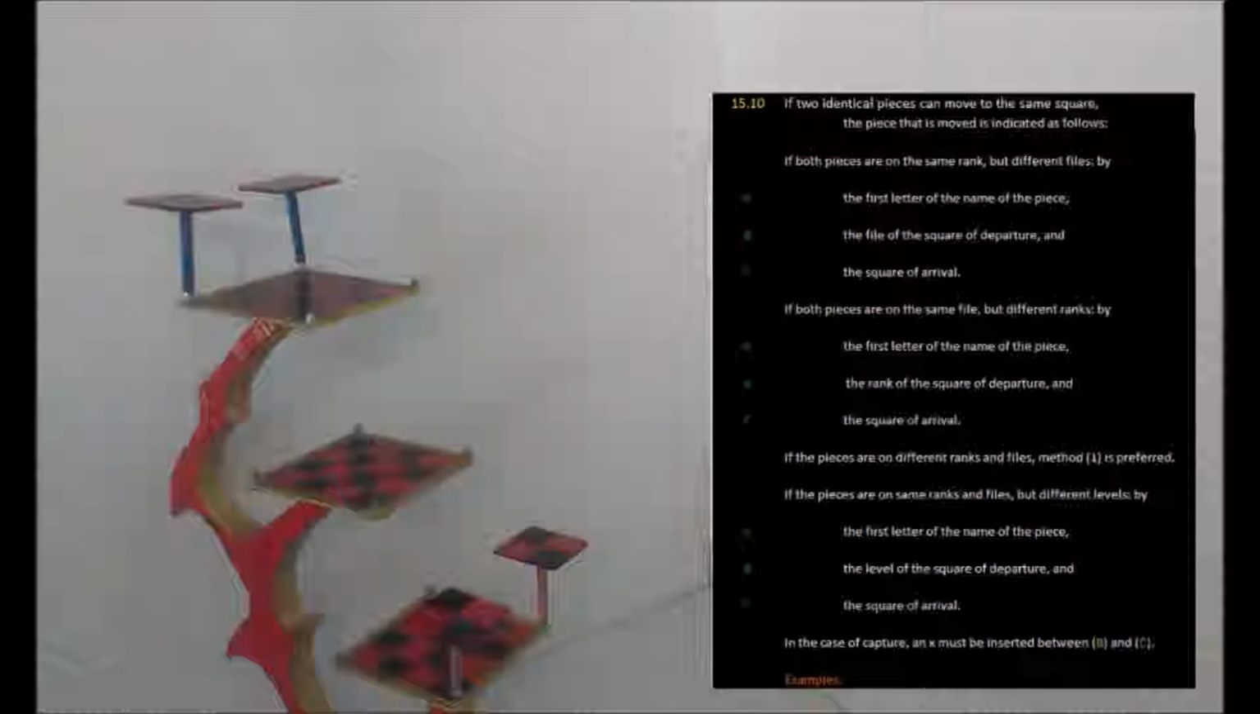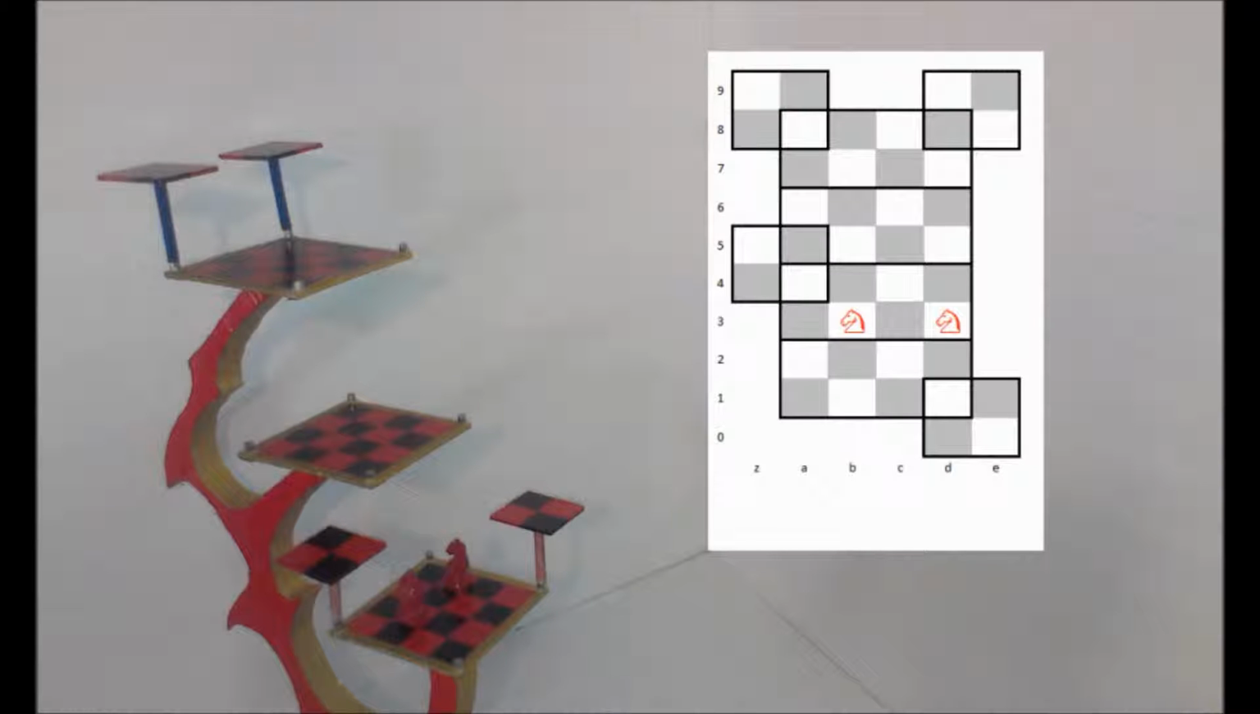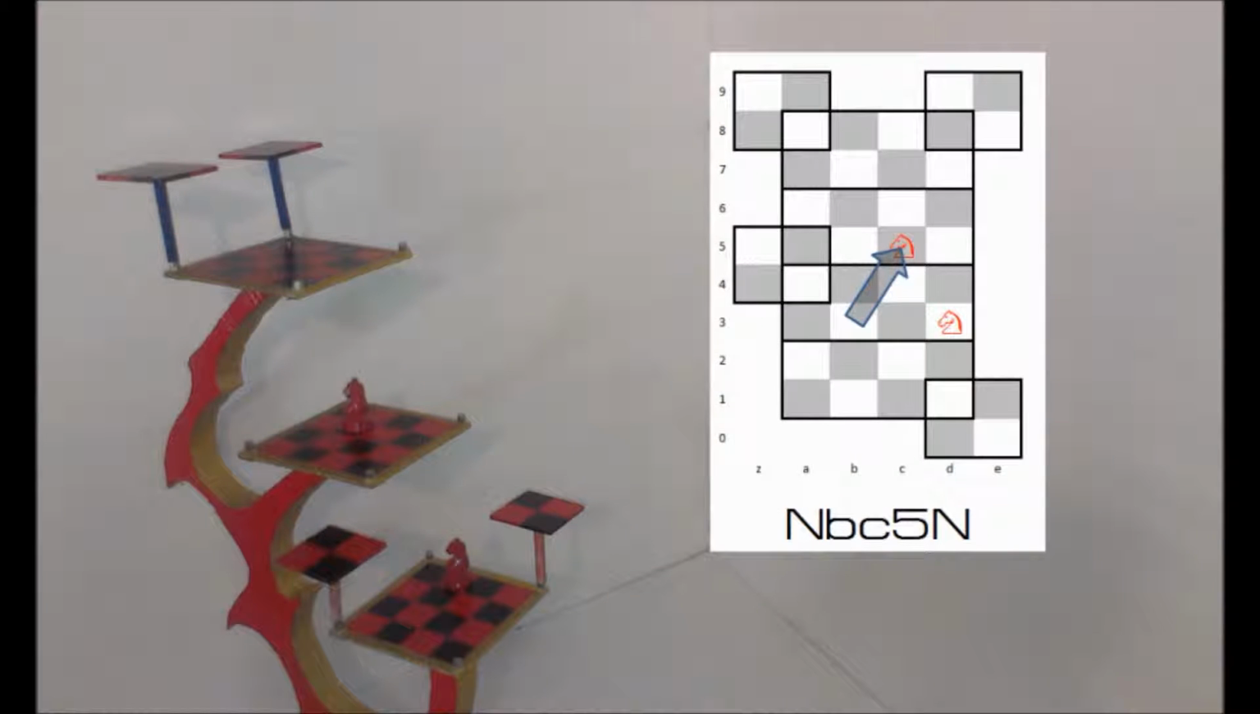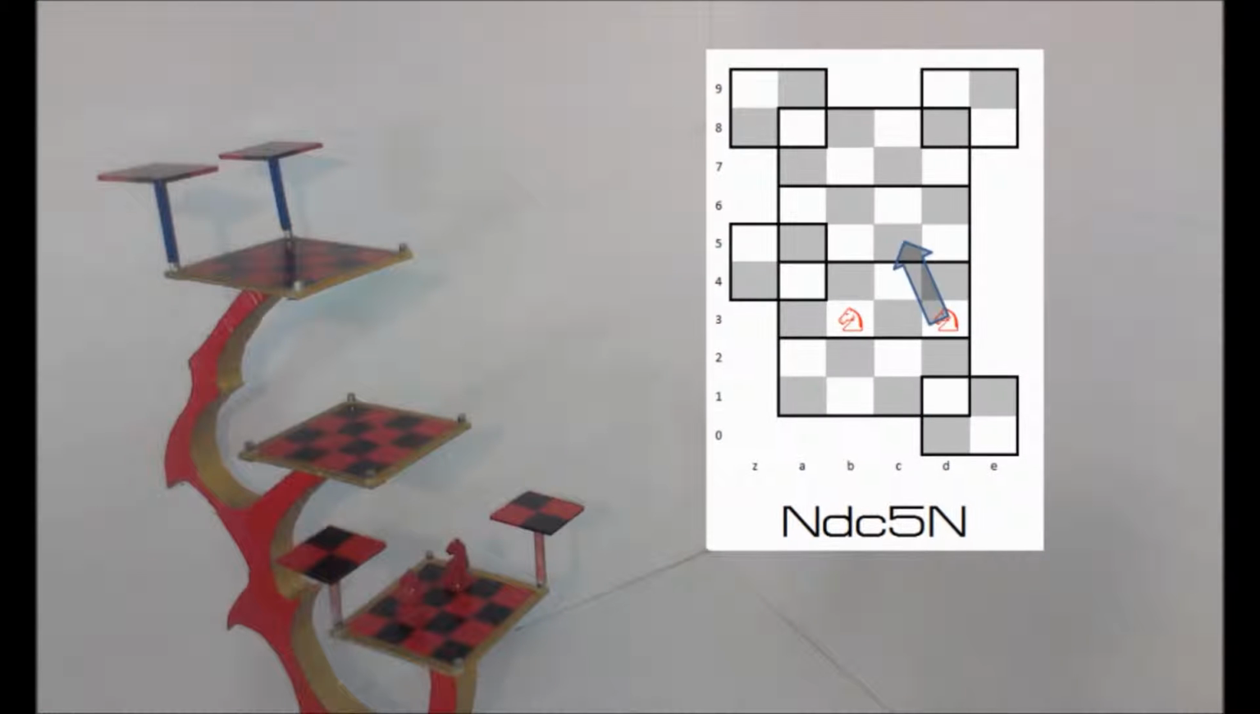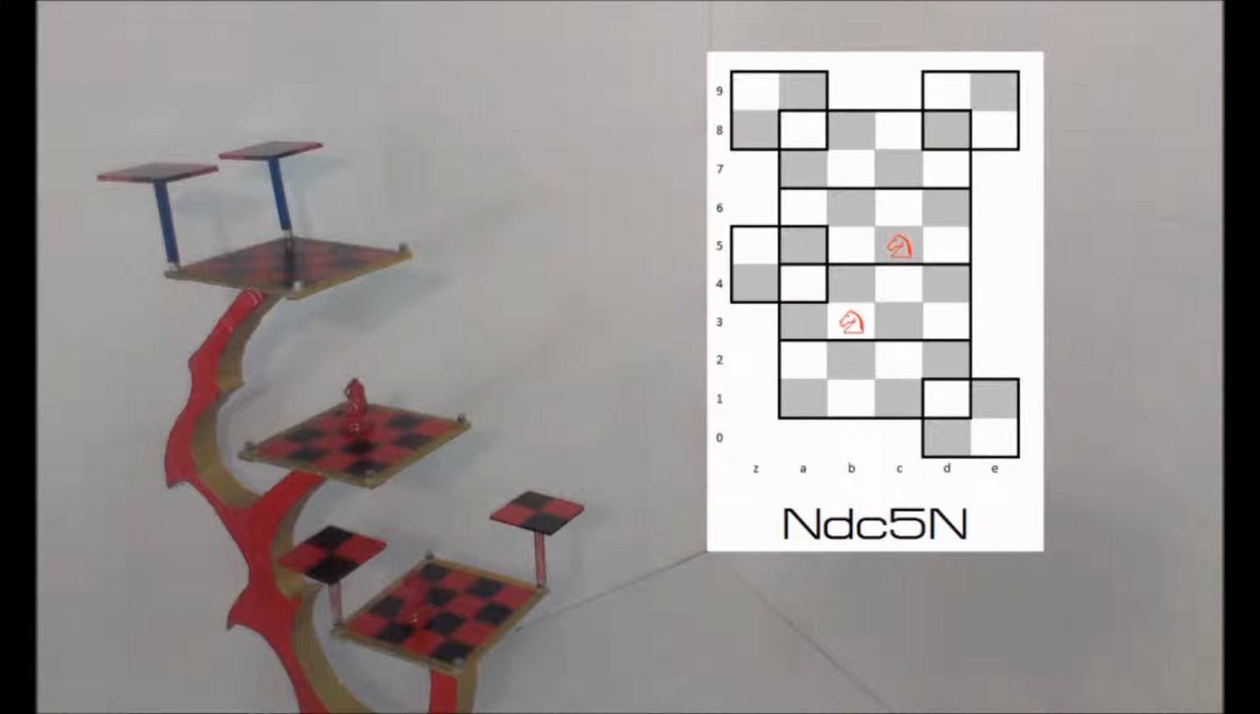Examples: there are two knights on squares B3 white and D3 white, and one of them moves to the square C5 neutral. Either knight B, C5 neutral, or knight D, C5 neutral, as the case may be.